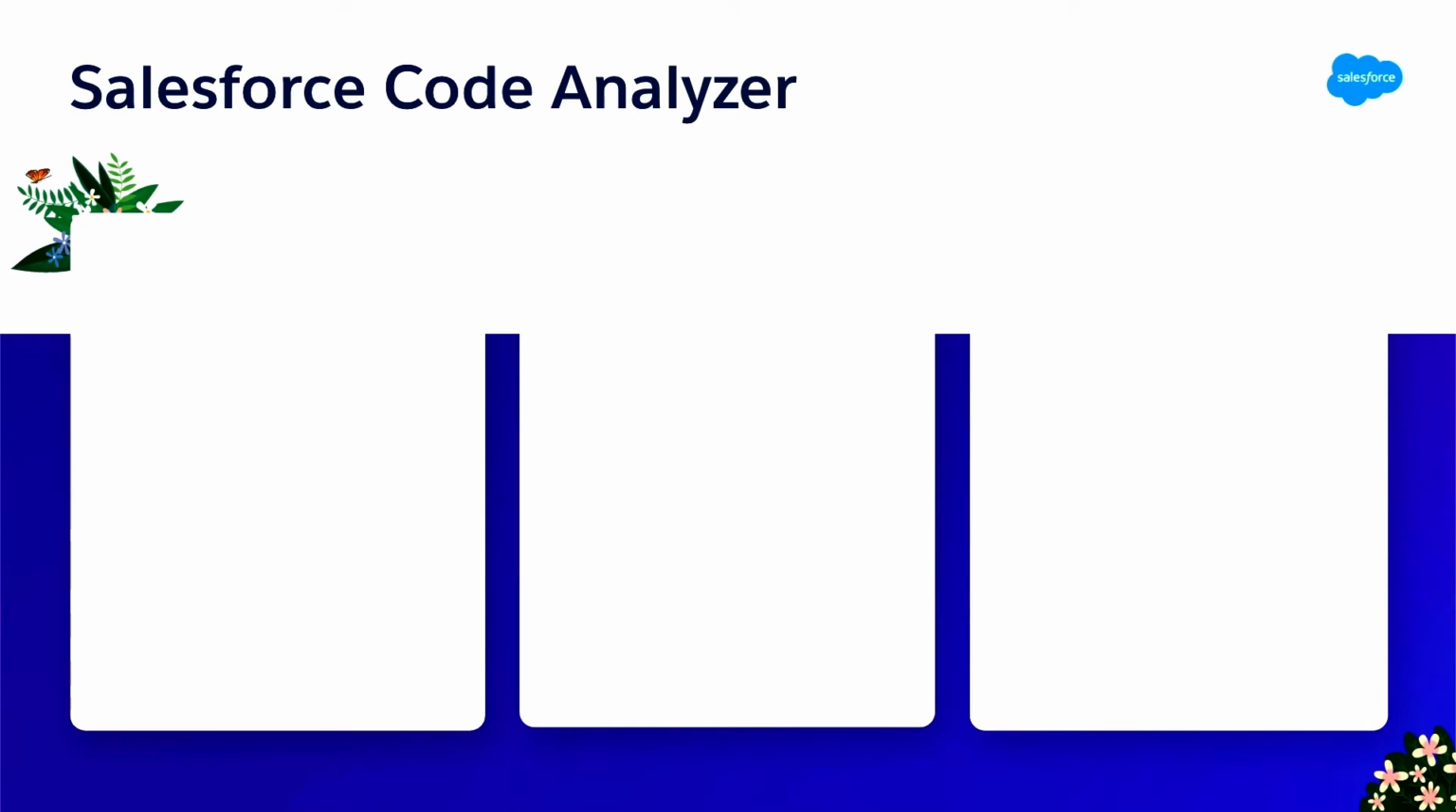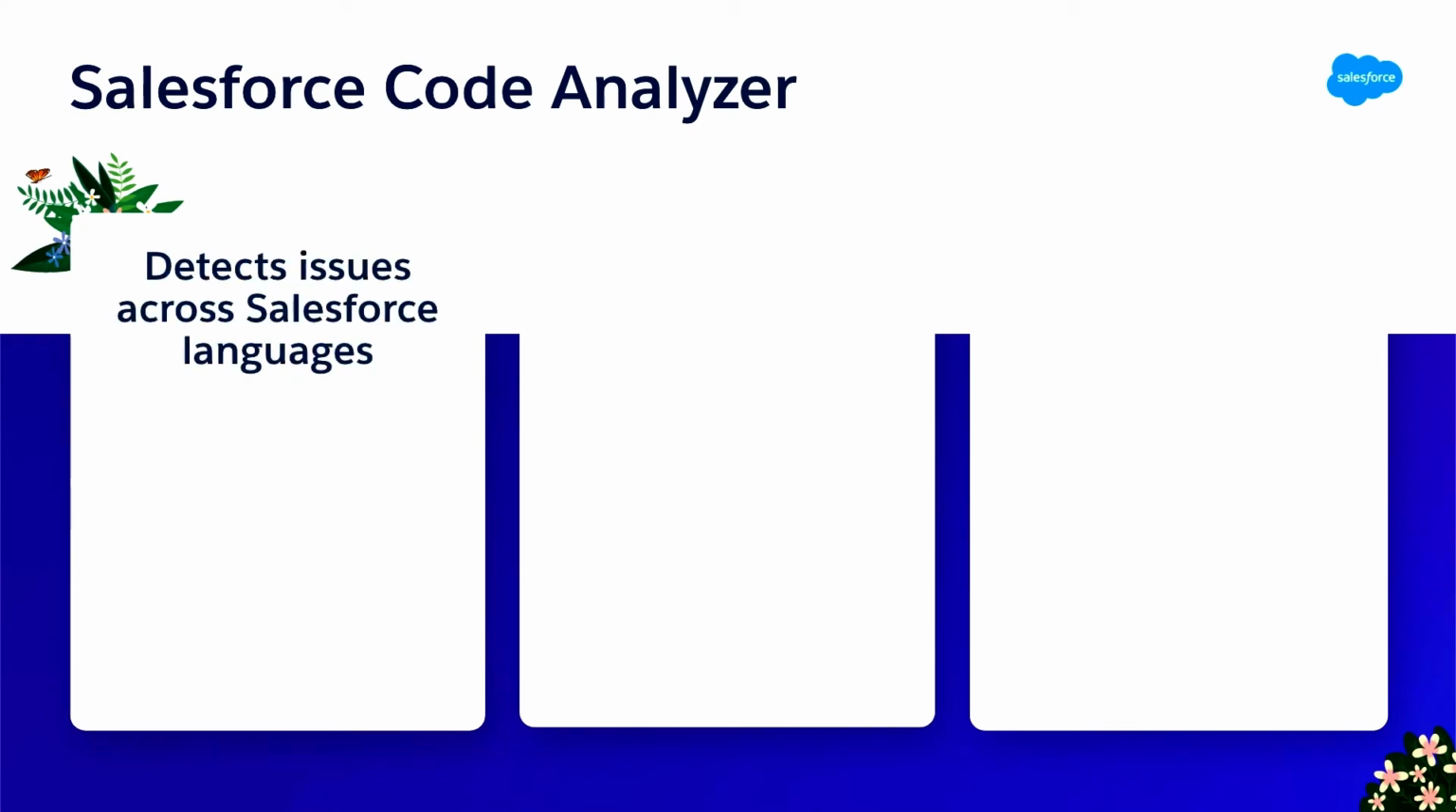What does the Salesforce Code Analyzer do? It detects issues, and it focuses on languages that are mainly used by Salesforce developers because it's for us. And what kind of issues does it detect? It detects security vulnerabilities, performance issues, and generally anti-patterns in code that we know are going to be creating errors for us later. So that's the kind of issues that it detects.